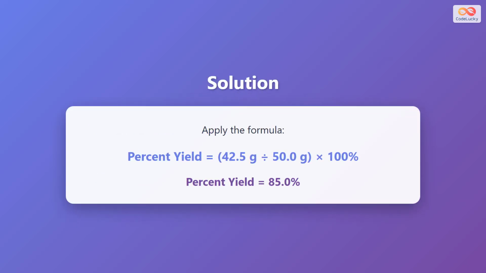Here's how to solve it. Apply the formula by dividing the actual yield of 42.5 grams by the theoretical yield of 50.0 grams, then multiply by 100%. This gives you a percent yield of 85.0%. This means your reaction was 85% efficient.